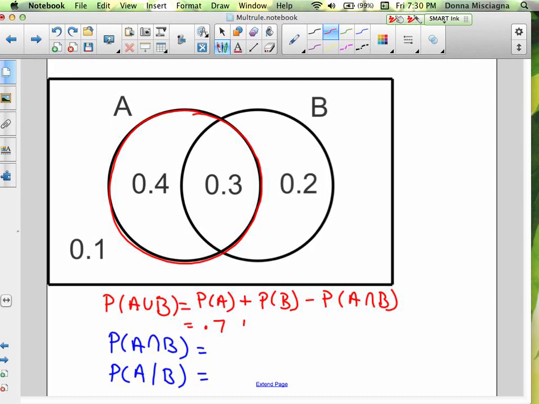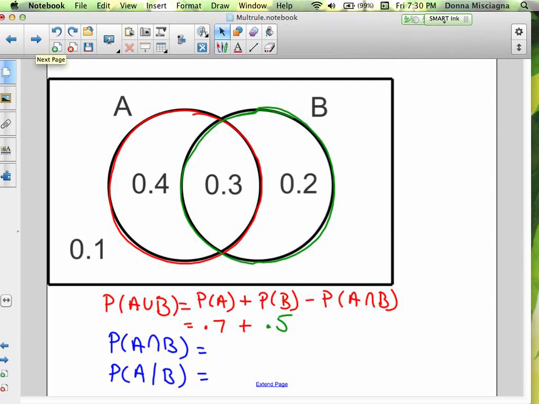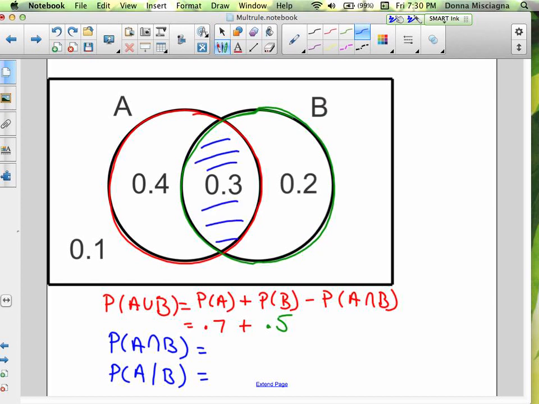All right, the probability of B is everybody. Well, maybe I'll make this circle green, make it Christmassy, even though we're nowhere near Christmas. The probability of B is everybody in the green circle. So that's going to be 0.5. Now we have to subtract that intersection area, so that has to be subtracted off. That means we need to subtract off 0.3 because we've counted them twice.